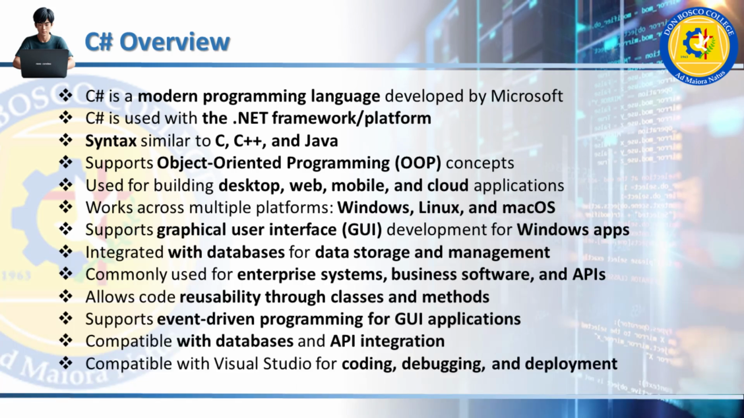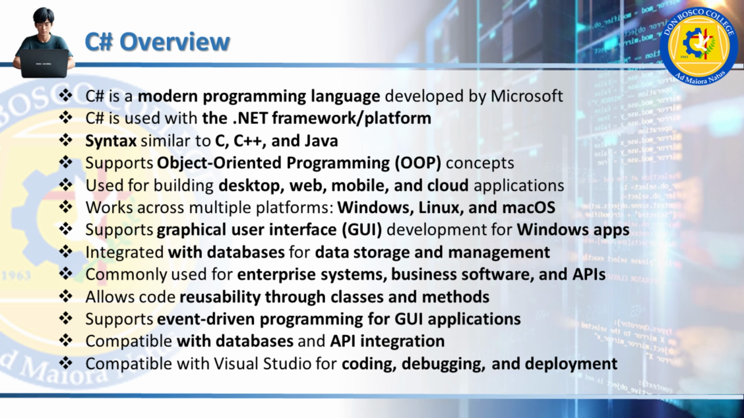C# is a modern programming language developed by Microsoft and is used with the .NET framework/platform. Its syntax is similar to C, C++, and Java, and it supports object-oriented programming (OOP) concepts. It is used for building desktop, web, mobile, and cloud applications and works across multiple platforms such as Windows, Linux, and macOS. C# also supports graphical user interface (GUI) development for Windows applications and is integrated with databases for data storage and management. It is commonly used for enterprise systems, business software, and APIs.